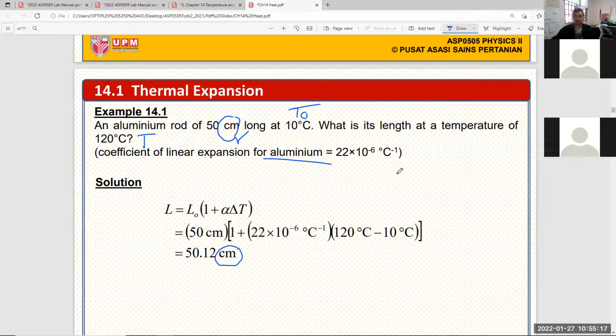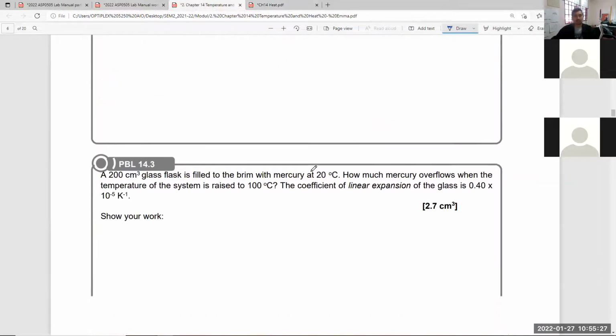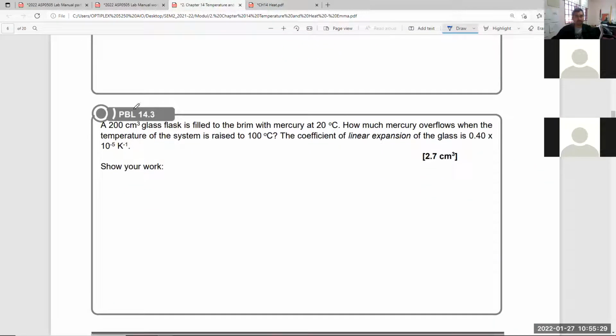So this is what we call thermal expansion. Okay, class, hopefully that is clear, and I can proceed with PBL 14.3. You notice PBL 14.3. This problem is about a glass flask. This is like a beaker, or in terms of a container. You can think of it like that.